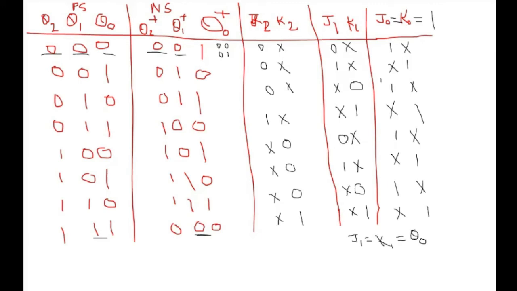So your J1 will be equal to K1 equal to Q naught. And when I'm talking about J2 and K2, your J2 will be equal to K2 equal to Q naught Q1. So you will be getting this expression. Once we have the expression, we can design the circuit.